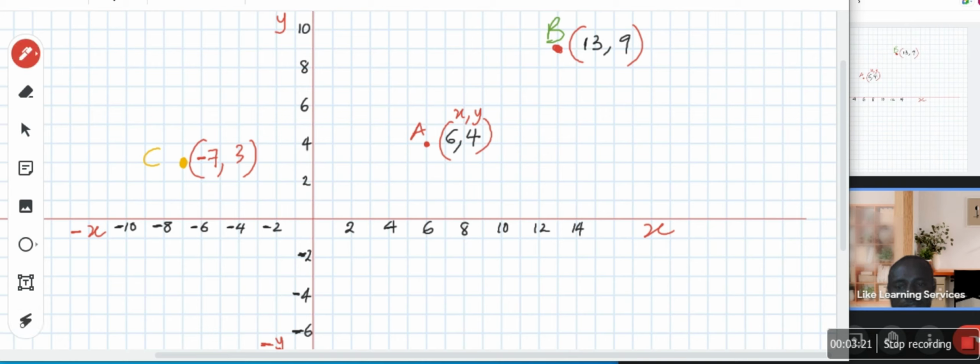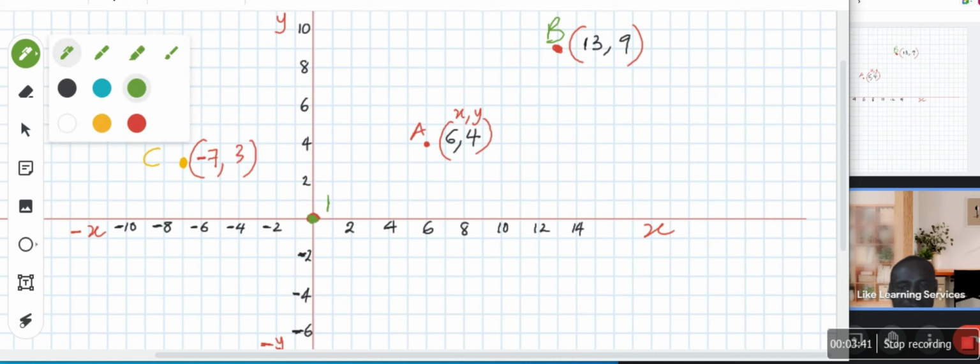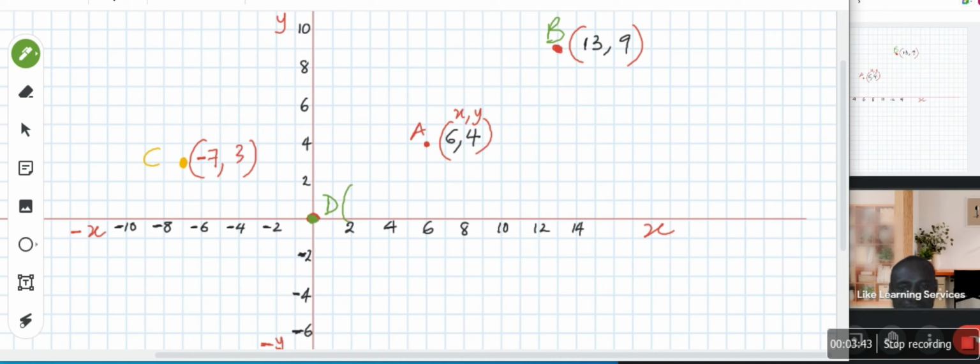Okay, give me the coordinate of this point. I'm going to call it D. It's 0 on x and 0 on y. 0, 0. Okay, so that's 0, 0. 0, 0 is also called the origin.